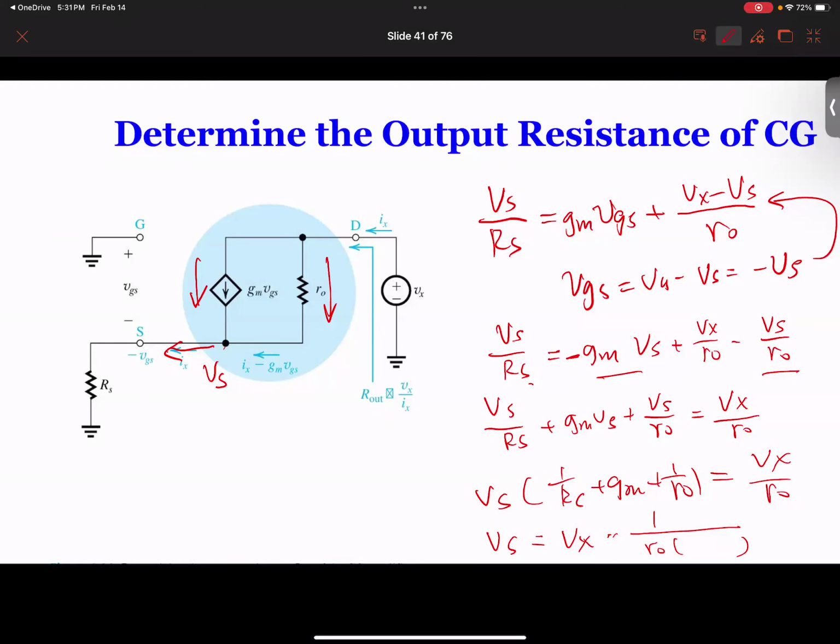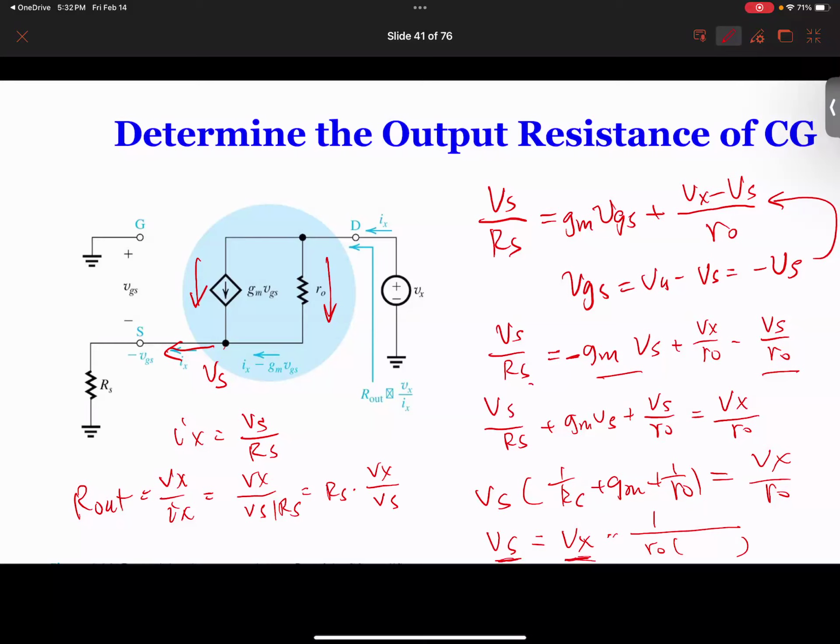Now once you find Vs, basically you can find Ix quickly because Ix equals Vs over Rs, right? So therefore, our output is going to be Vx over Ix. Ix is Vs over Rs, so it's going to be Rs times Vx over Vs. So Vx over Vs, you find it here, right?